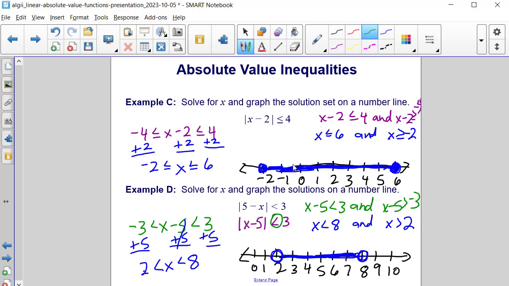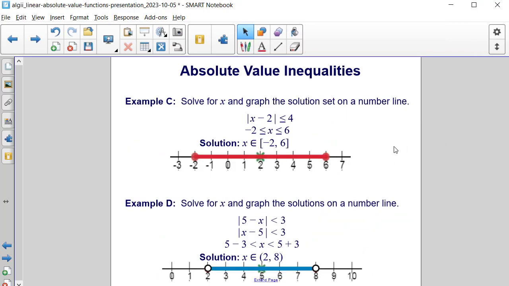Now, since we've also been talking about interval notation, you can also rewrite both of these solutions as an interval. So for example C, our interval would be that x is contained in, these are closed brackets, from -2 to 6. And for example D, we could write that x is contained in, this time with open parentheses, the set from 2 to 8. And here are the solutions to the two examples that we just worked out, and the solutions found are exactly the same as what we found when we worked through the problems together.